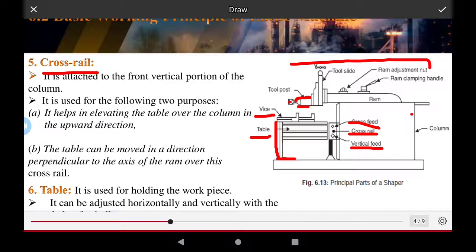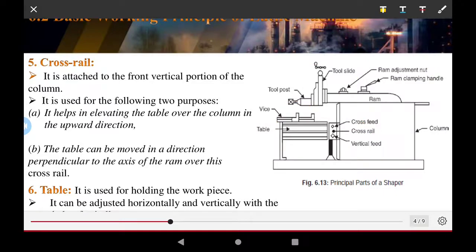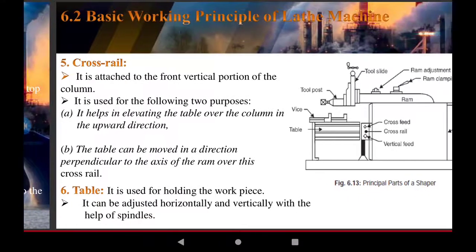This is the ram of the machine. The ram consists of the tool post and tool head, with the ram adjusting nut, and the clamping of the workpiece.